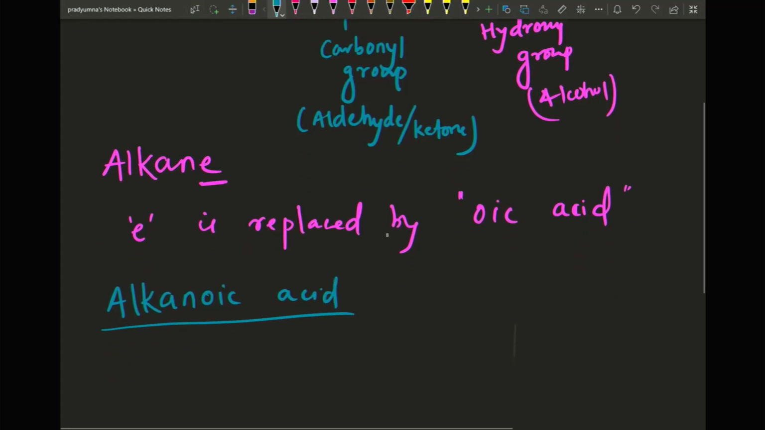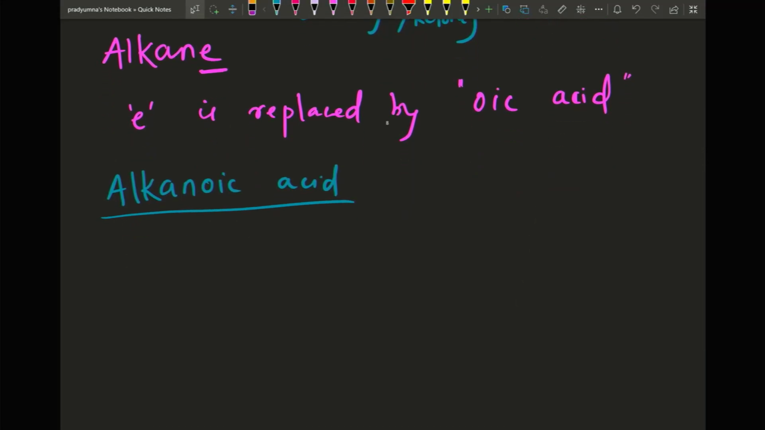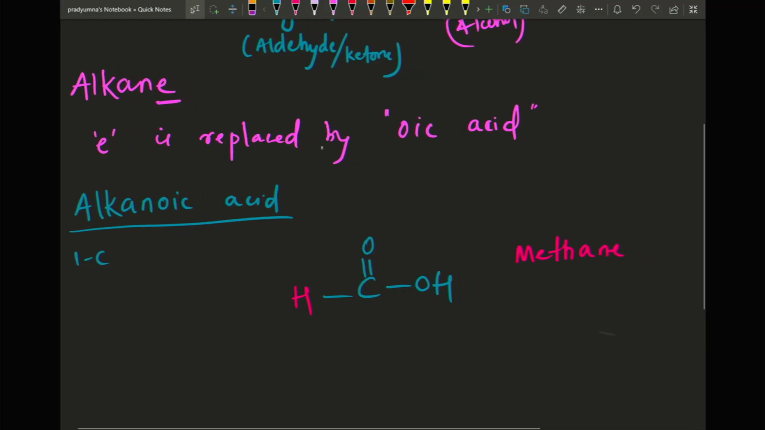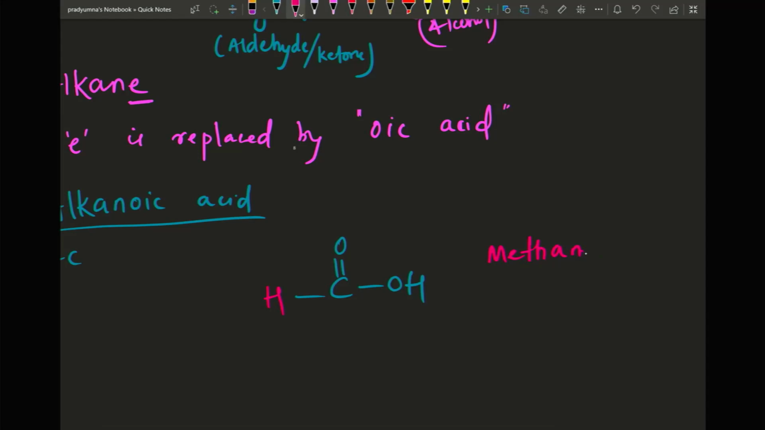So let's do an example. Let's do one carbon atom. This is the simplest carboxylic acid you can have, where on one side you have hydrogen. How many carbon atoms do we have? We have one carbon atom in this compound. One carbon atom is methane, but then the E would be replaced by oic acid. So it's methanoic acid.